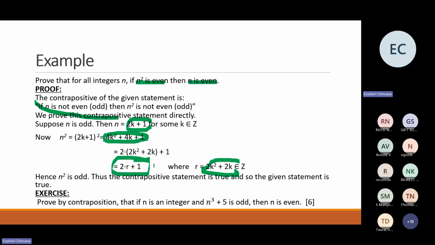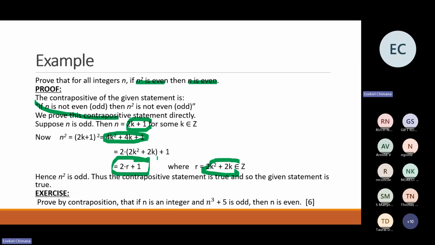So whenever you have something like this, it means that the answer is an odd integer. And remember, we've said if n is odd, then n squared is odd, which is true. So if the contrapositive statement is true, it means the original statement, or the given statement, was also true. So that's your conclusion. Hence, n squared is odd. Thus, the contrapositive statement is true, and so the given statement is true.